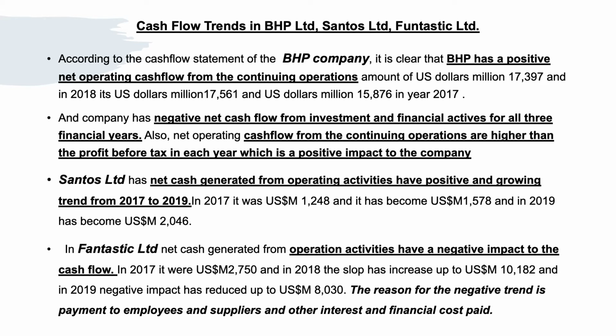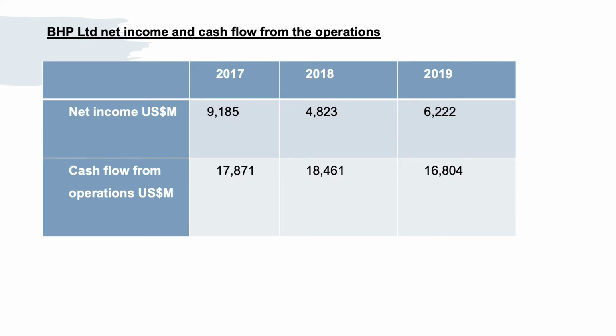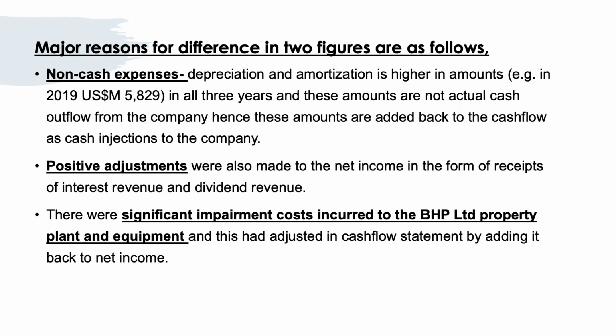Looking at Santos Limited, net cash generated from operating activities has a positive and growing trend for 2017-2019. And Fantastic Limited's cash generated from operating activities has a negative impact on cash flow. The reason for the negative trend is the payments to employees and suppliers and other interest and financial costs paid during the period. Looking at this table, you can identify BHP Limited has generated cash flow from operations more than the net income for all 3 years.